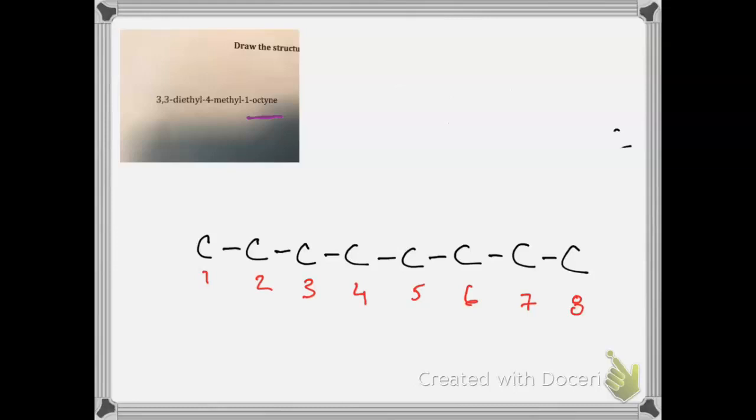Okay, so back to the question. Once we've got our parent chain, we make sure that we include any unsaturation that might be there. One of the things that you'll notice is that we have "yne" written at the end here, and we also have a number that tells us where that unsaturation is. So we'll come back here and put a triple bond in between those first 2 carbons, right? That number always corresponds to the lowest numbered carbon.